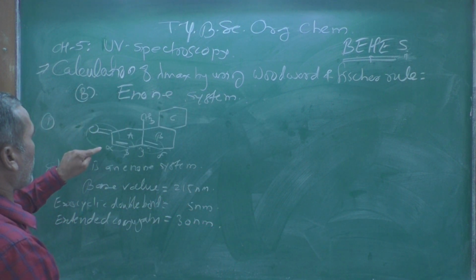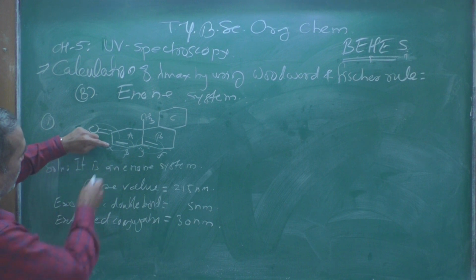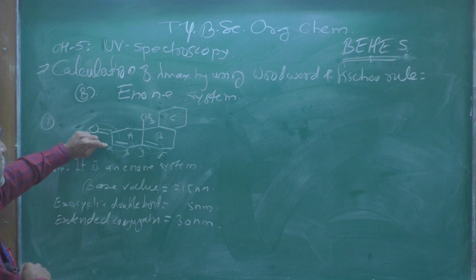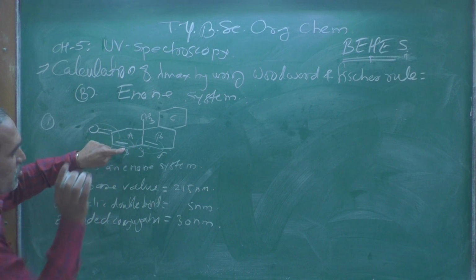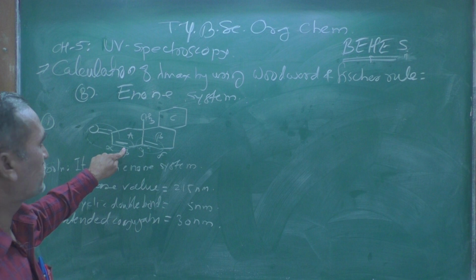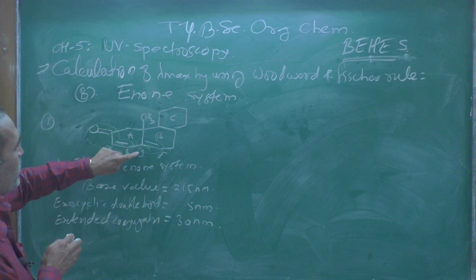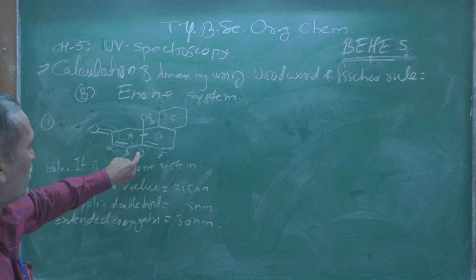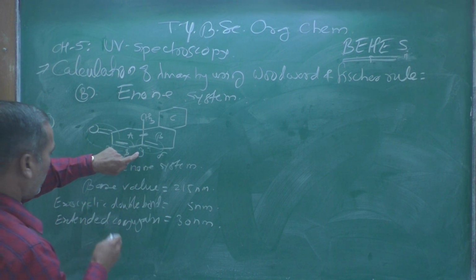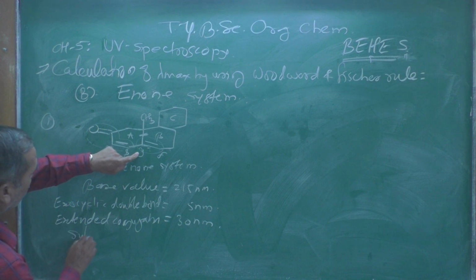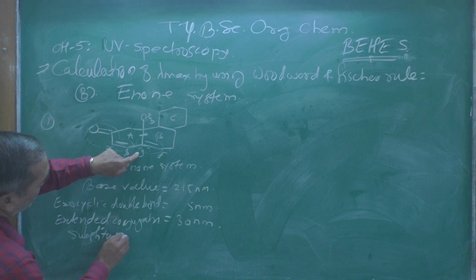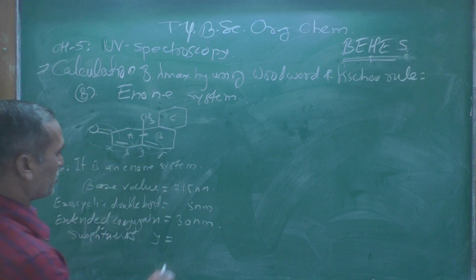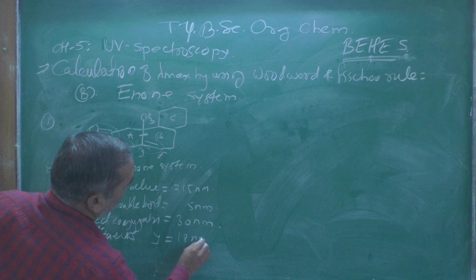And as we know, if at the alpha position there is no methyl group, no substituent, there is no need to write alpha. At the beta position, only hydrogen, you should add 0, so no need to write it. But at the gamma position, you see there is a ring residue or an alkyl group present over there. So here you write it down like this. Here at the gamma position there is one substituent, you add 18 nanometer to it.